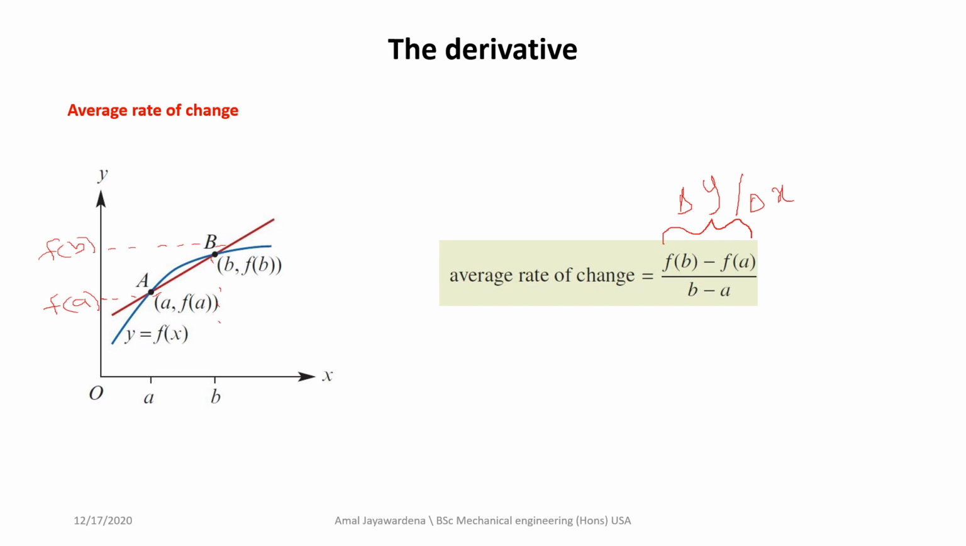Divided by delta x. So B is the x coordinate of point B, and A is the x coordinate of point A, right? So basically they rewrote something we knew before in a fancy way using the function notation. They did this purposely because this is going to help us understand the principle of derivative.